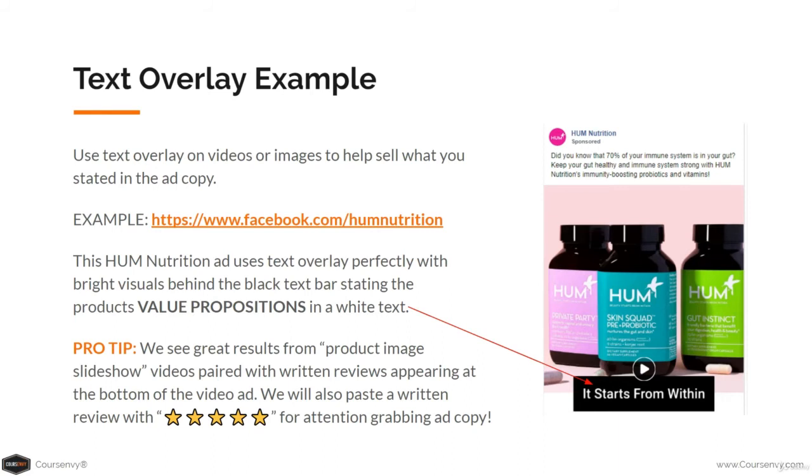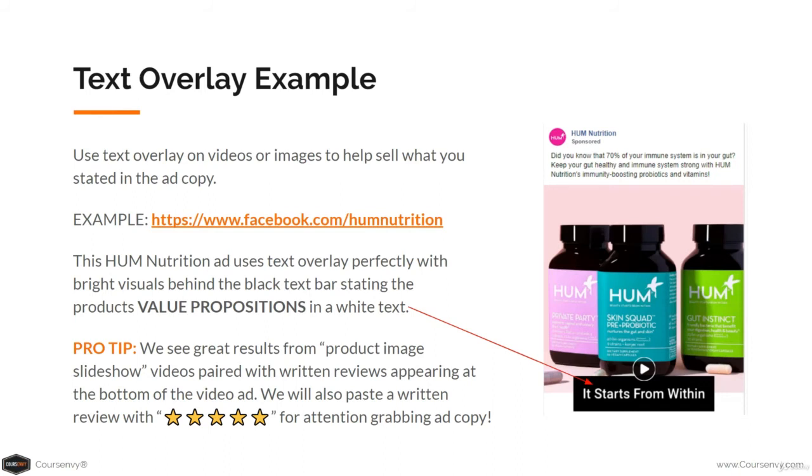This Hum Nutrition ad uses text overlay perfectly, with bright visuals behind the black text bar stating the product's value proposition in white text. So, pro tip: we see great results from product image slideshow videos, so images of our products just rotating through in a video format, paired with written reviews appearing at the bottom of the video ad.